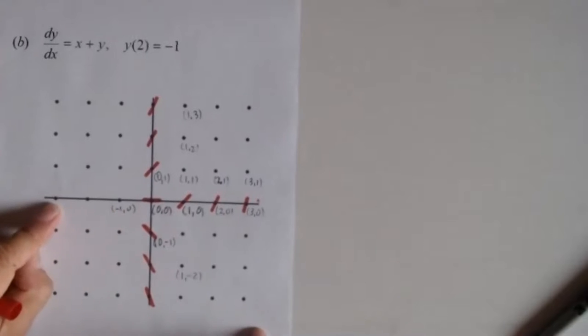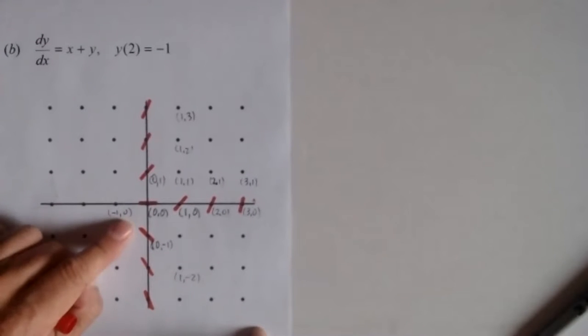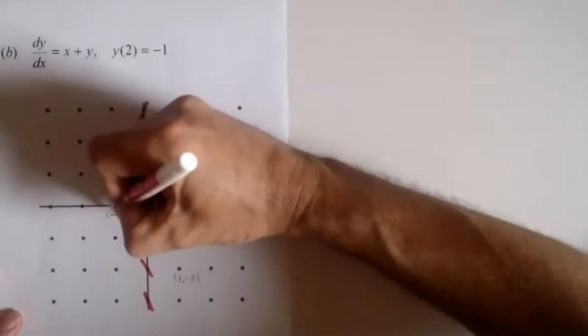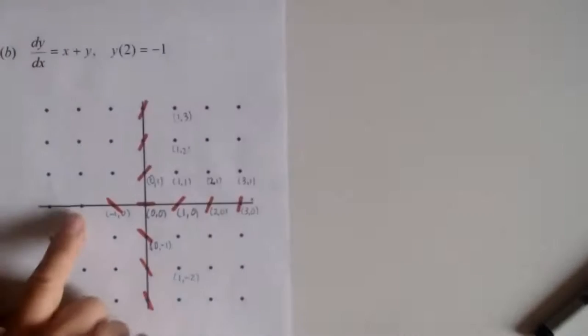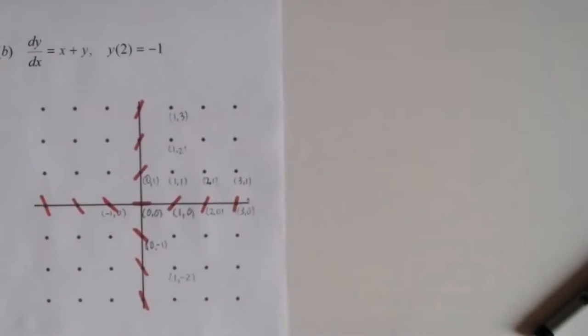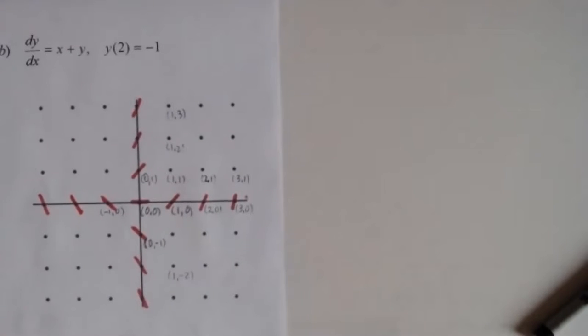The same is going to happen in this direction. This is the point negative 1, 0. So the slope right here at this point is negative 1 plus 0, which is negative 1. So I'm going to have here negative 1. This is negative 2, 0. Well, I do the same operation. This is going to be negative 2, and this is going to be negative 3, correct?